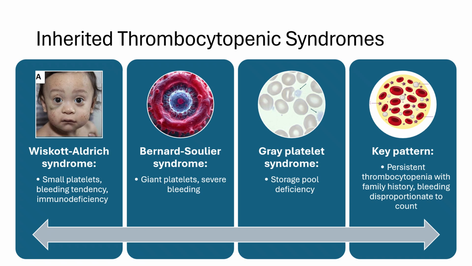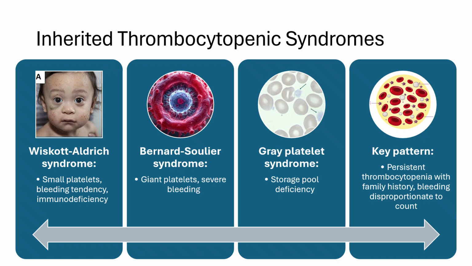Bernard-Soulier syndrome produces giant platelets due to defective glycoprotein Ib-IX-V complex, the receptor for von Willebrand factor. This autosomal recessive condition causes severe bleeding through impaired platelet adhesion to damaged endothelium. The large platelet size reflects compensatory mechanisms attempting to maintain hemostatic function despite reduced numbers.